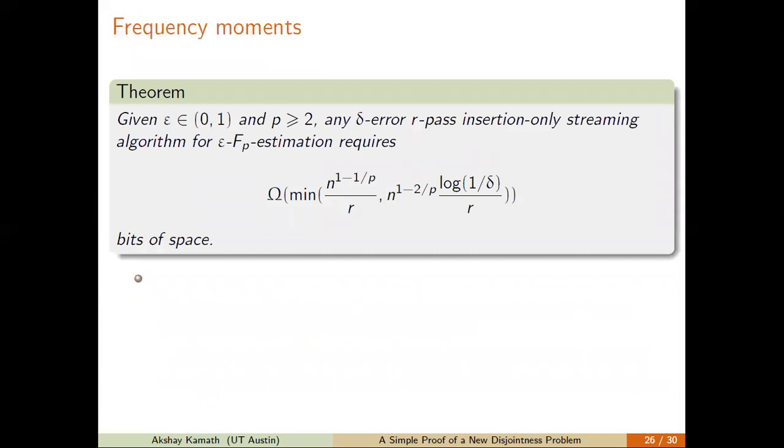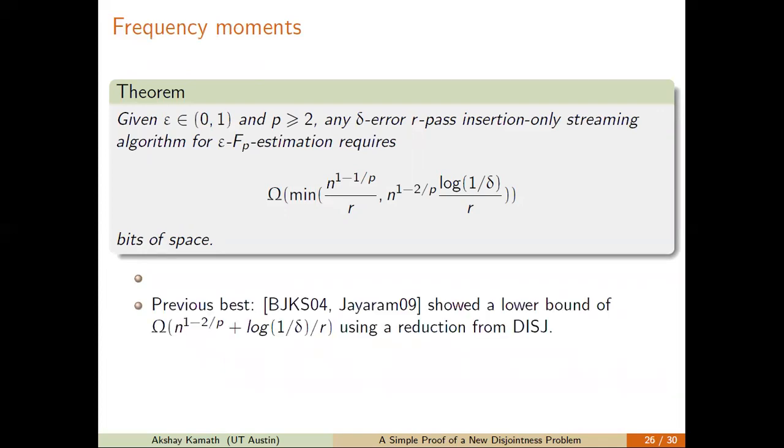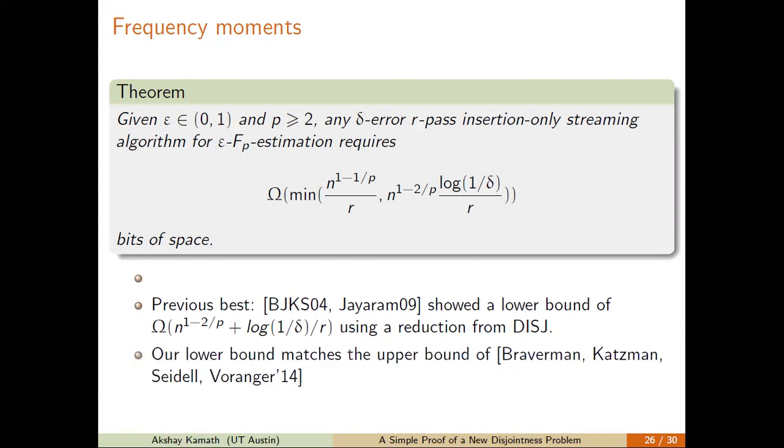In the frequency moments problem, we obtain a similarly tight lower bound. The previously best known lower bound was additive in terms of the lower bound in terms of n and the lower bound in terms of log 1 over delta, and was proven using a reduction from disjointness. And we prove a lower bound that is multiplicative in these terms. And our lower bound matches the upper bound of Braverman, Katzmann, Seidel, and Voranger.